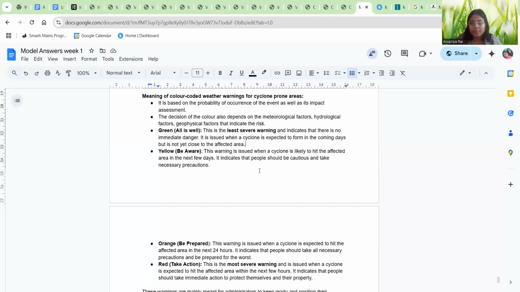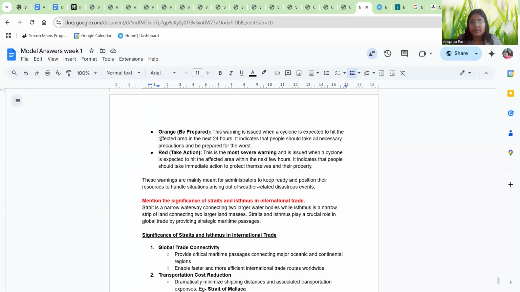Yellow would be like, be watchful and be aware that there is a cyclone developing, likely to hit the affected area in the next few days. It indicates that people should be cautious. Then orange, like be prepared. This warning is issued when a cyclone is expected to hit the area in the next 24 hours. Okay, and red will be the most severe warning, like it is going to make landfall within just the next few hours. When there is this red warning, people should take immediate shelter to protect property, etc. And life, obviously.